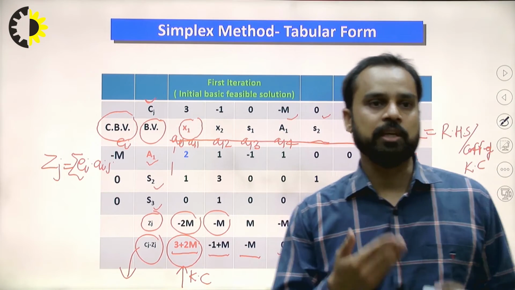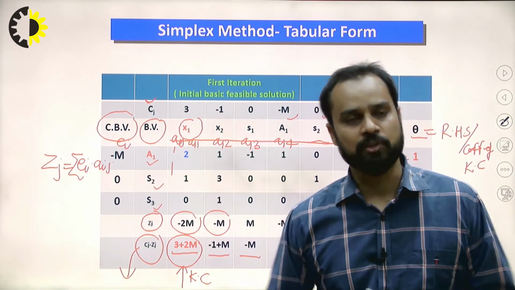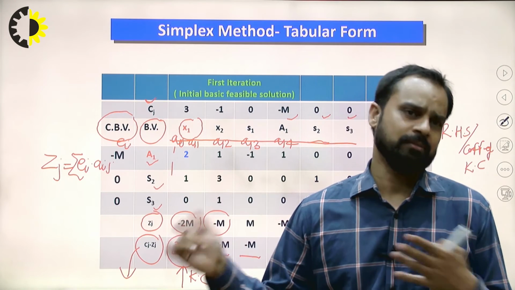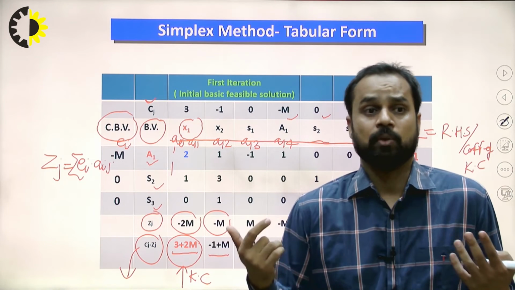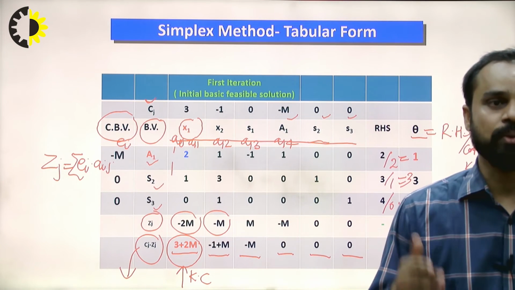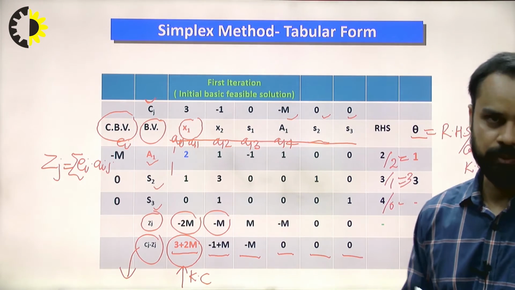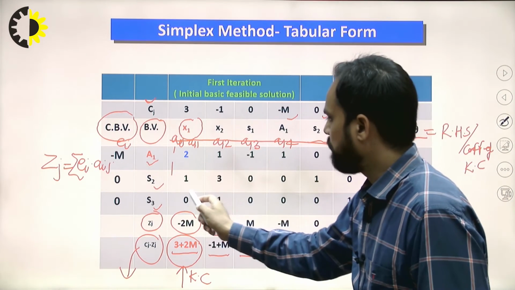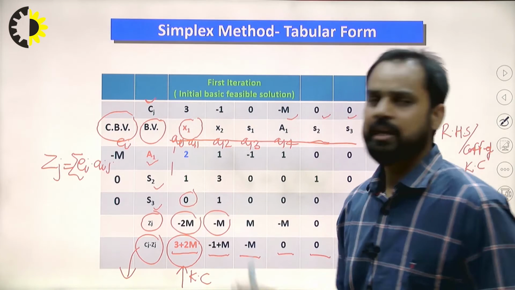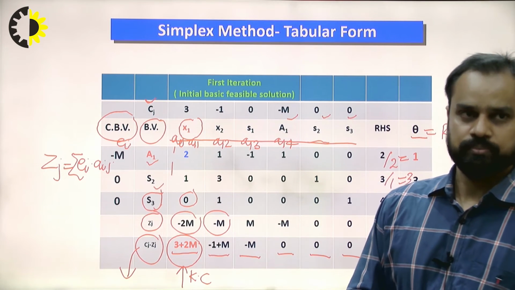If the coefficient of the key column is negative or 0, no need to write the value of theta, because it does not have any significance, and that variable cannot leave from the basic variable table. So if the value in the key column is either negative or 0, do not calculate theta for that value. Just like here, the key column element is 0, we are not calculating theta, because this variable will never be the leaving variable, right?